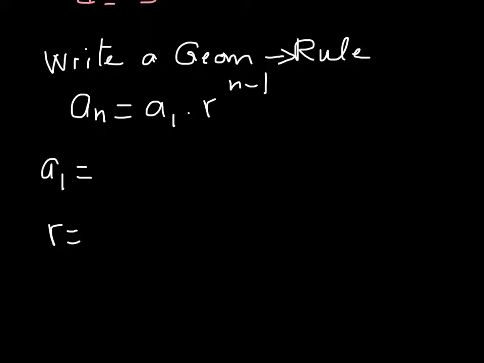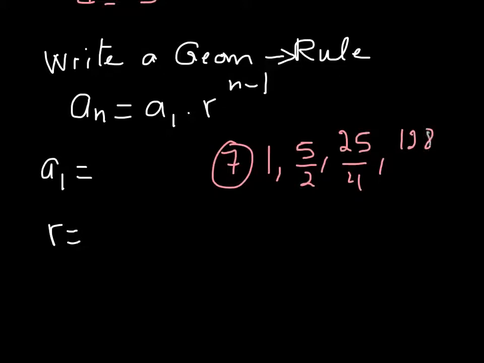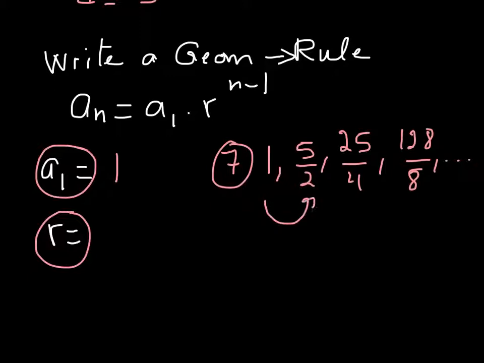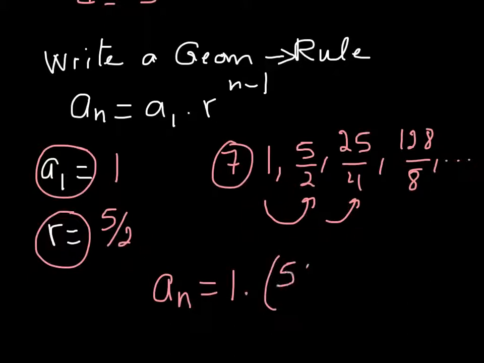For example number 7, you're given this sequence: 1, 5 over 2, 25 over 4, 125 over 8, and so on. We need to look for two things: a_1 and r. The first term is a_1, which is 1. r is the common ratio, and here we're multiplying by 5 over 2. So the rule is a_n = 1 times the common ratio raised to the n minus 1. The 1 is not necessary here, but putting it in is no big deal.